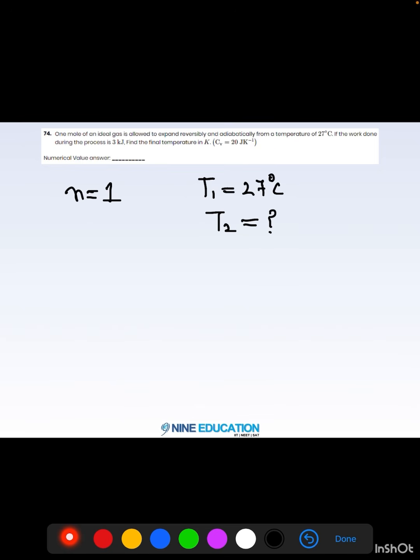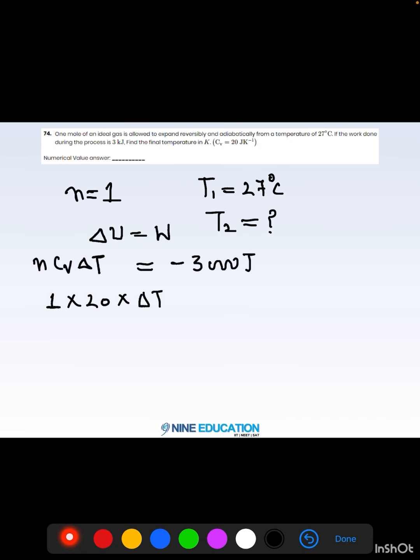As we know that we are doing expansion and that too adiabatically, Q will be equal to 0, and simply we'll have delta U equal to W. Work done is already given as 3 kilojoule, and as it is expansion work, with sign I shall put it as minus 3000 joule. Delta U formula is nCv delta T. N value will be 1, Cv is 20, into delta T is equal to minus 3000.